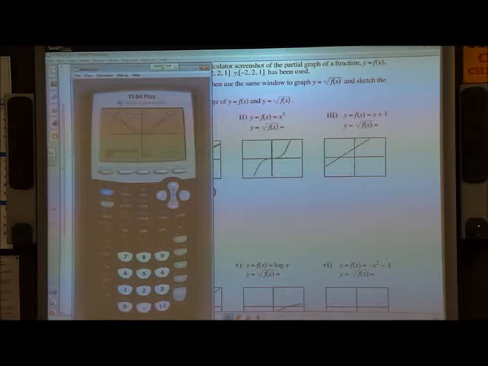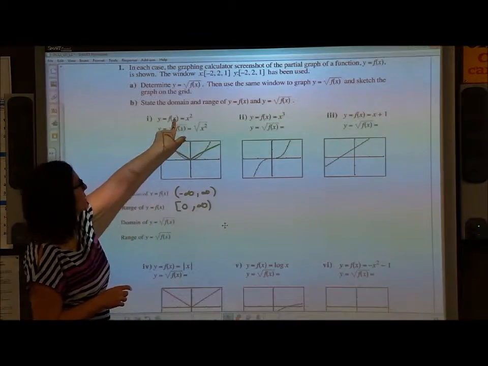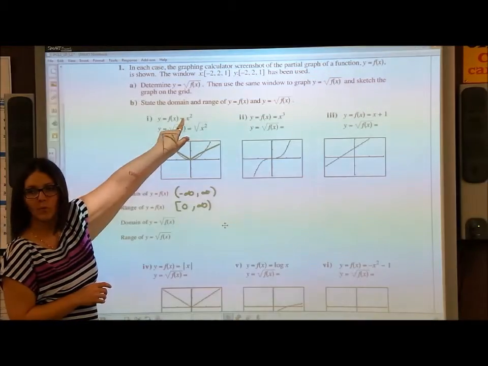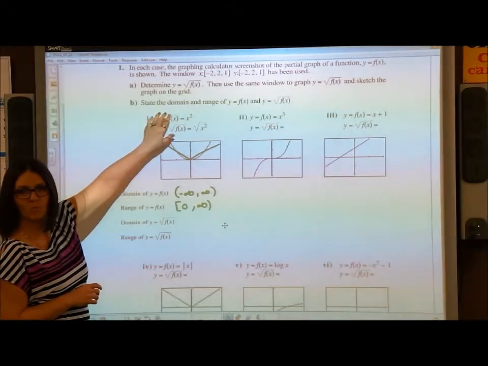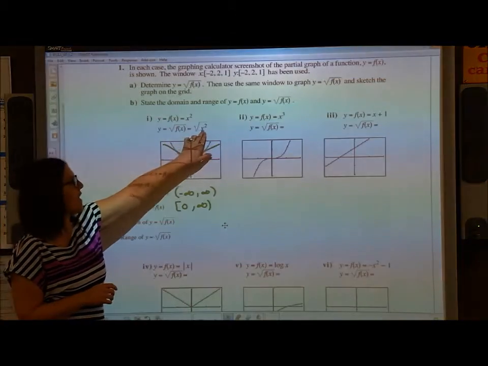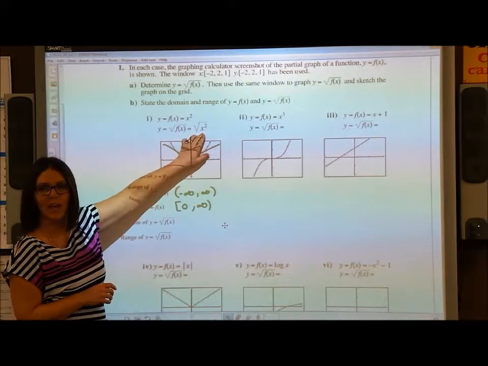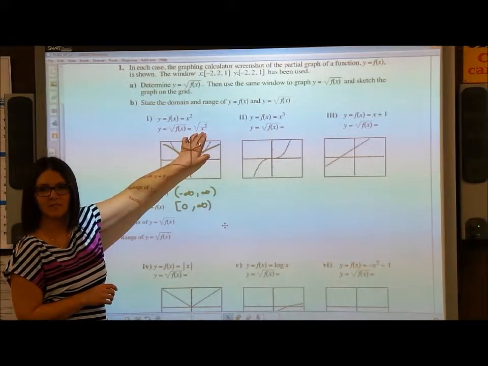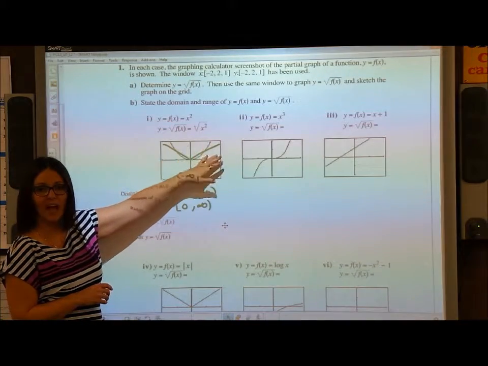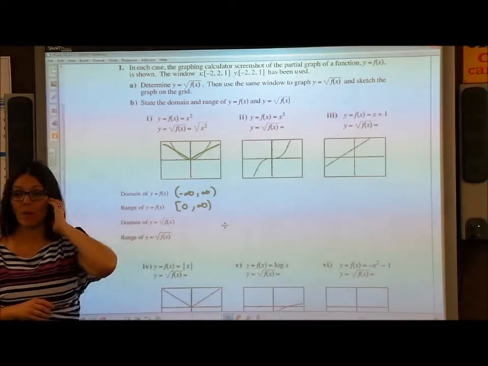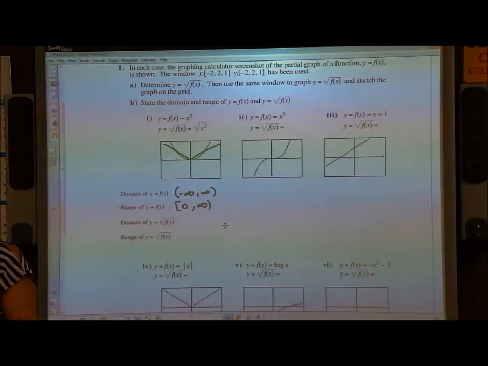Is that an invariant point in this case? So if x equals 1, what does y equal in my original function? It equals 1. 1 squared is 1. And if x equals 1 with the square root, the square root of 1 is 1. So in this case this would actually be an invariant point, because that point does not change when I'm graphing the function from the original to the new function.